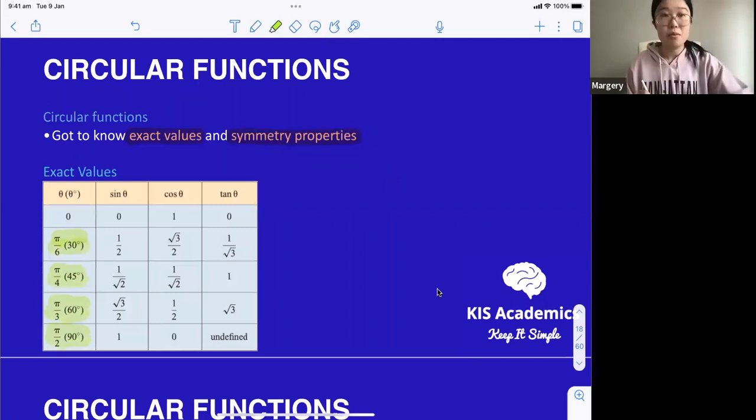If you don't remember or need a bit of a refresher, it's always good to have a look at that and remember some of those values, because you'll see it a lot this year as well.